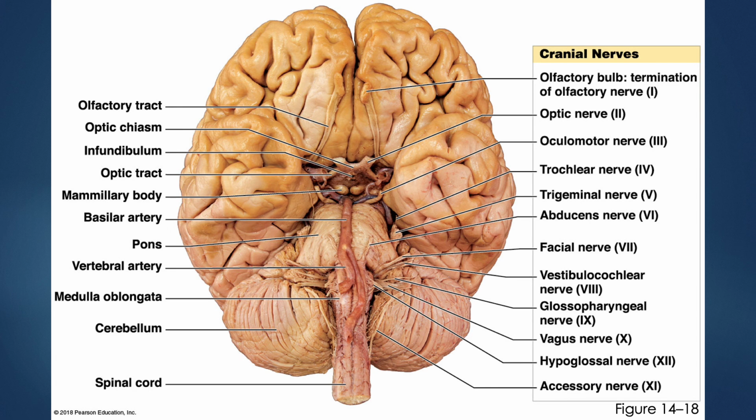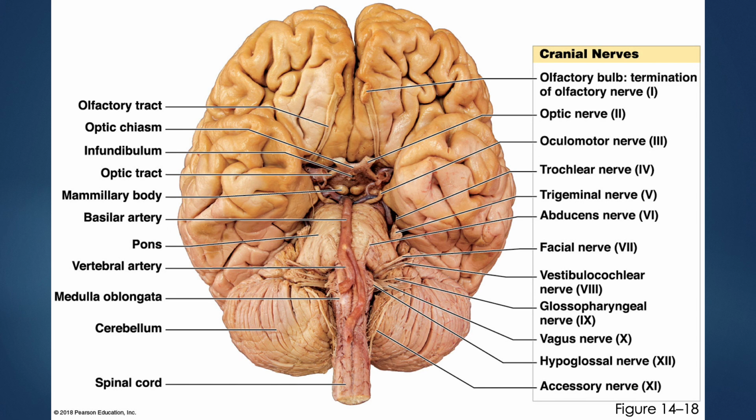So at the very top, the very first thing you see labeled on the right is the olfactory bulb, which is the end or the termination of the olfactory nerve, which is cranial nerve 1. You'll note that we use Roman numerals to identify all of these different structures. The optic nerve is number 2, and so cranial nerve 2 is responsible for our eyes and our vision. Oculomotor nerve is 3, so the oculomotor is broken down into oculo, eye, motor, that's movement, so it's responsible for moving our eye. The trochlear nerve is number 4.